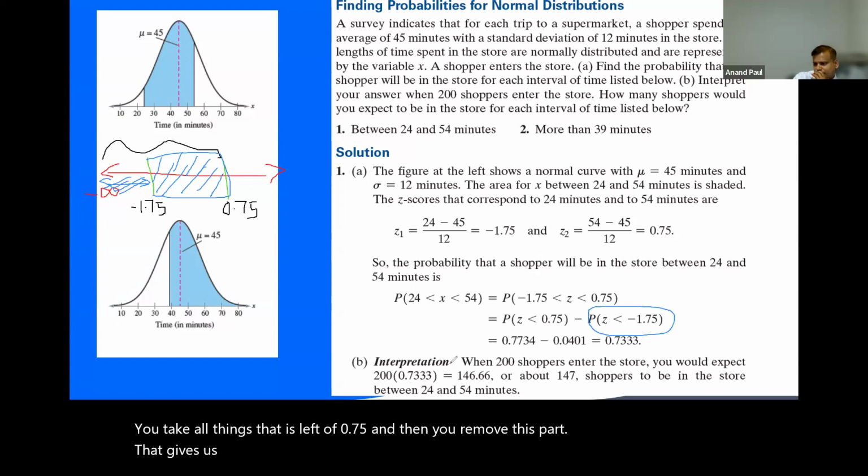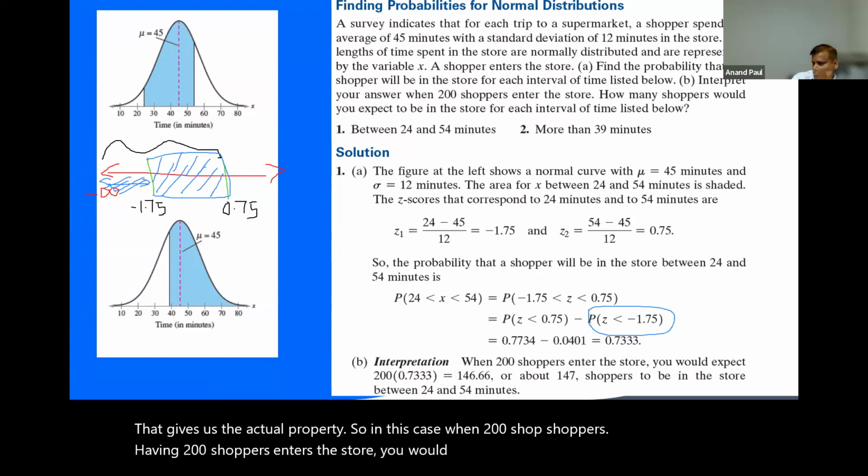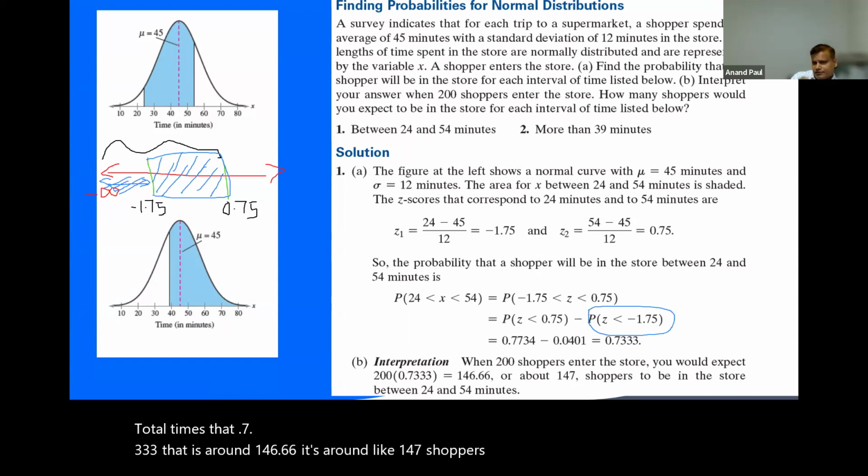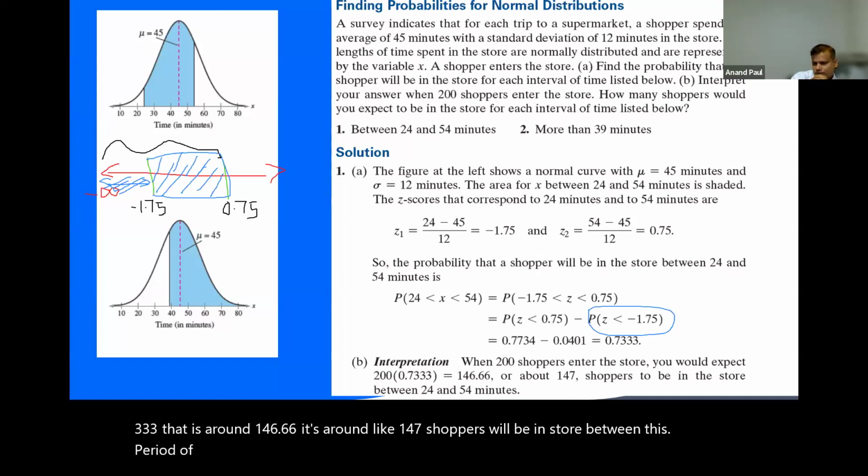So in this case, when 200 shoppers enter the store, you would expect 200 times 0.7333, that is around 146.66. It's around 147 shoppers who would be in the store between this period of 24 to 54.